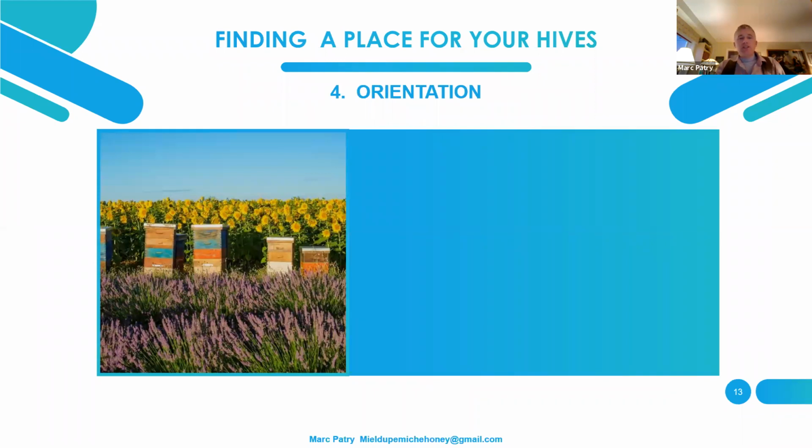So also the orientation. More broadly, you want to place your hives in an area where there's not much going on. It's got to be quiet. You don't want them right in front of a bike path or a road, or where people are walking around a lot.